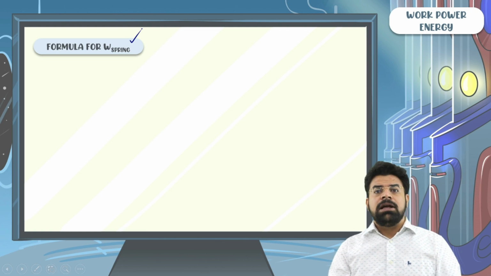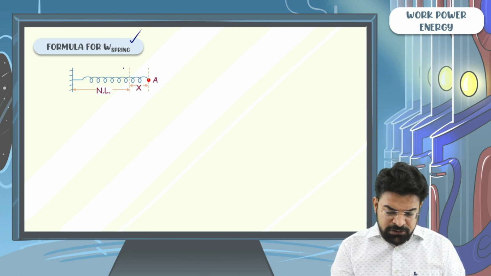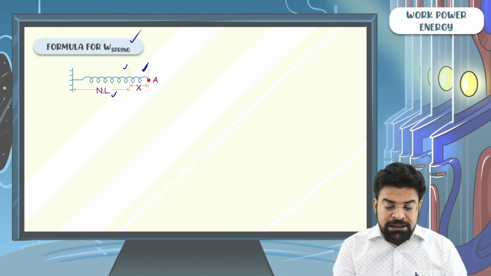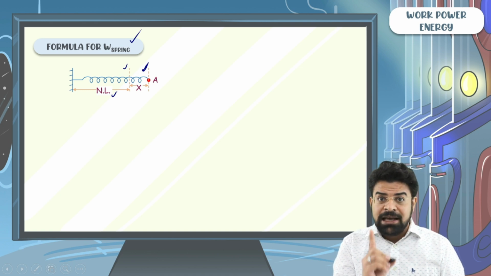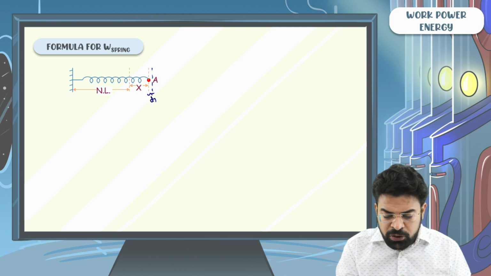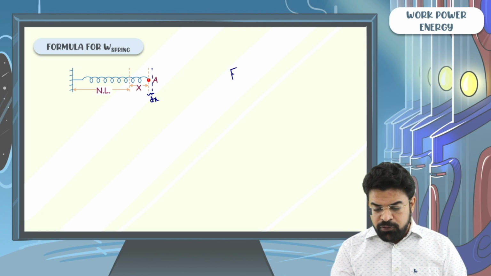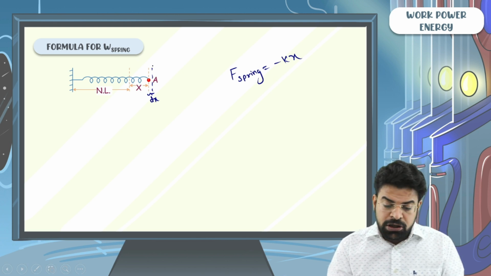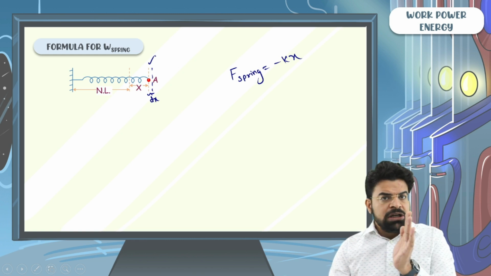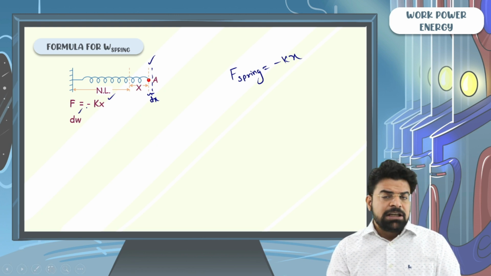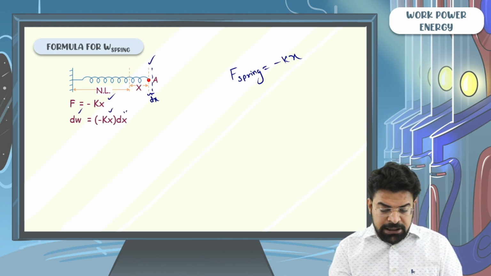Formula for work done by the spring. Let's say you have this spring which has some natural length marked here, and let's say there is already an elongation x in the spring. Now let's say we increase the elongation by an infinitely small amount dx. We know that the force applied by spring will be equal to minus kx, because the force will be in direction opposite to the displacement of the end A from the natural length. So we can say force equals minus kx, the infinitely small work done equals minus kx dx.